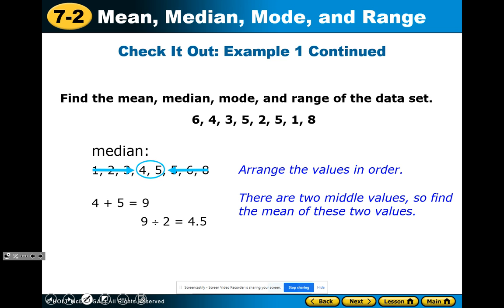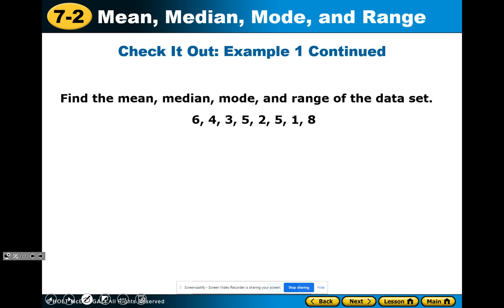Or a trick that some of you will start to recognize maybe now. 4 and 5. What's halfway between 4 and 5? 4.5. Because if I add them together and divide by 2, I'm going to be halfway between them, right? I noticed that on the last problem. Good. We're going to get to the outliers then. I'll skip after this one.